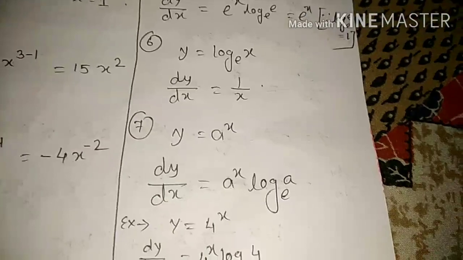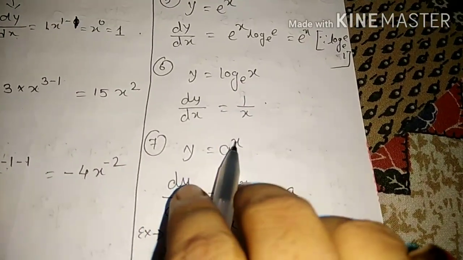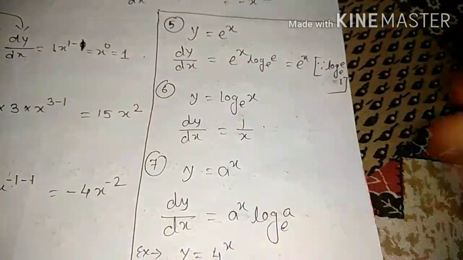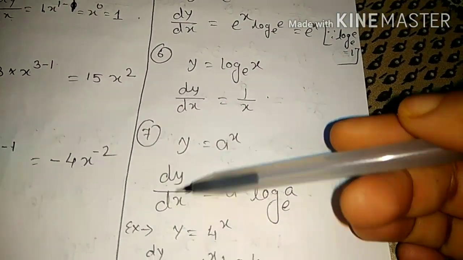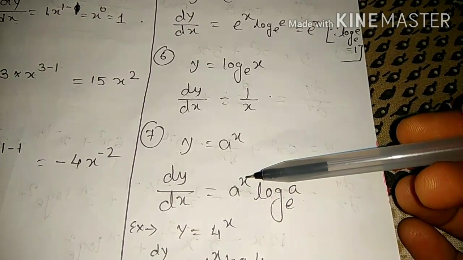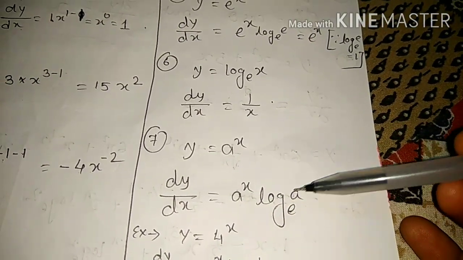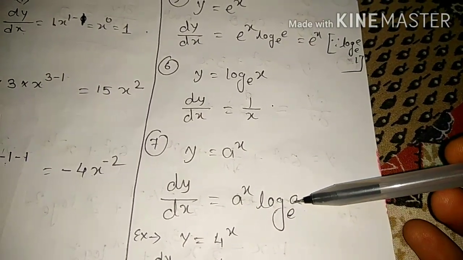Now seventh number: if y equals a to the power x, not e to the power x but a to the power x, then what is the value of dy by dx? So dy by dx equals a to the power x log base e of a, log a.